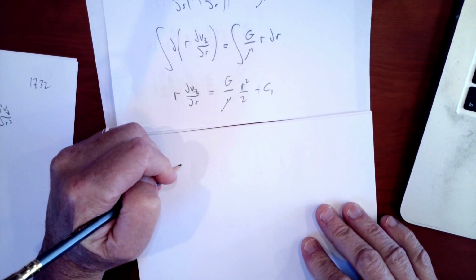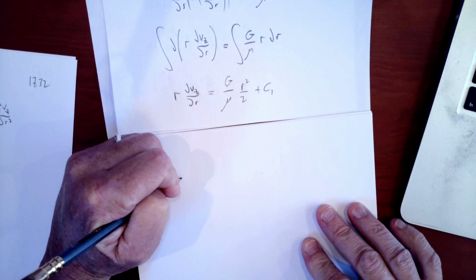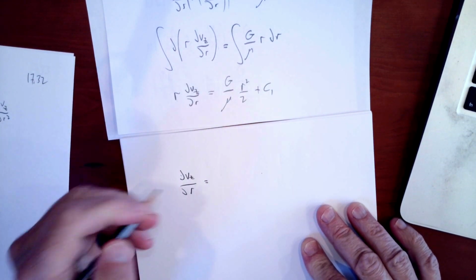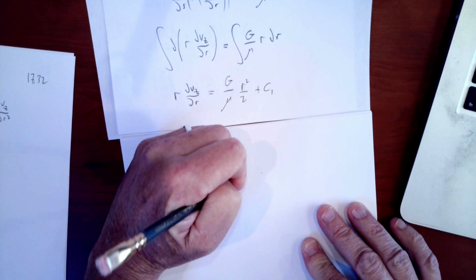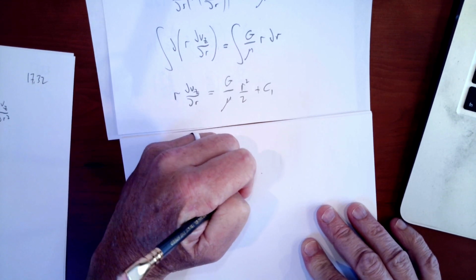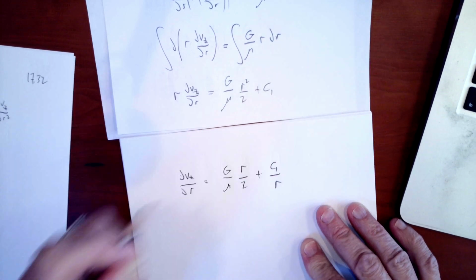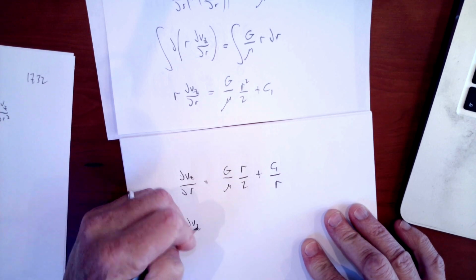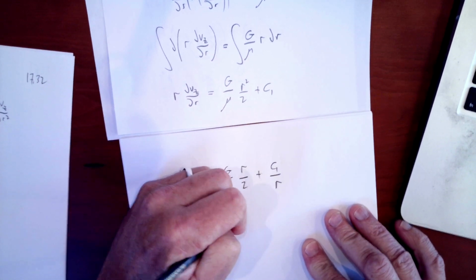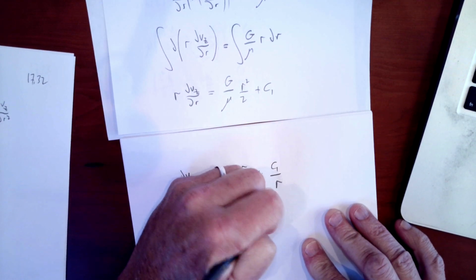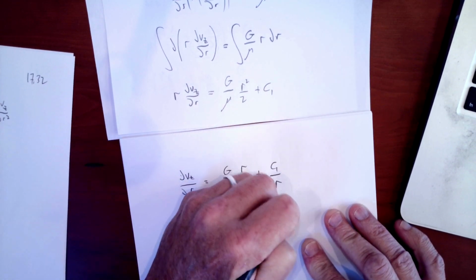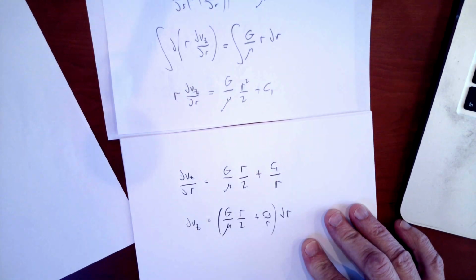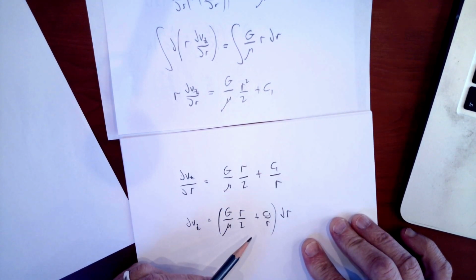So on the left-hand side, I've got r dvz dr. So I'm going to take dvz dr and divide both sides by r. So I have g over mu times r over 2, plus c1 over r, because I divided both sides by r. Now I can multiply by dr again. So I have g over mu times r over 2 plus c1 over r, times dr. All right, I'm going to integrate that as well.